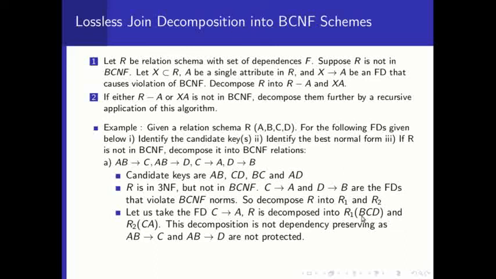D determines B. What is a key here? D alone cannot be a key. Therefore, what is a key? CD can be a key, because C is not in the FD. The key should functionally determine all other attributes. If you take D, D will have only D and B attributes. Therefore, what is required is CD. CD is a key.